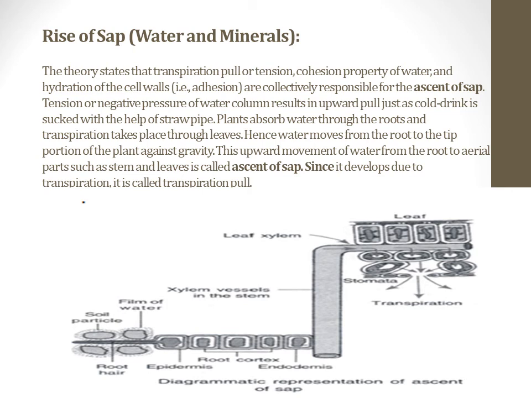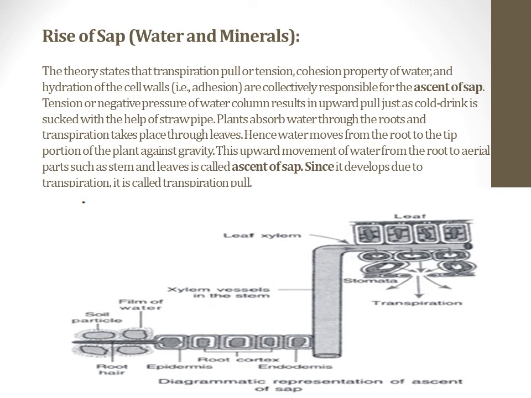So, see children, according to gravity, the water should move towards the earth. But in this case, the water is moving upward, that is against gravity. So this upward movement of water from root to the aerial parts such as stem and leaves is referred to as ascent of sap. Since it develops due to transpiration, it is called transpiration pull. And all this is very clear from the diagram which is given over there. Please refer to the diagram which is there in your NCERT book.